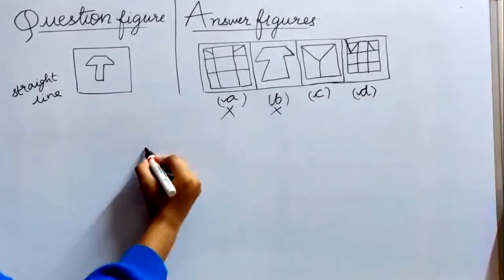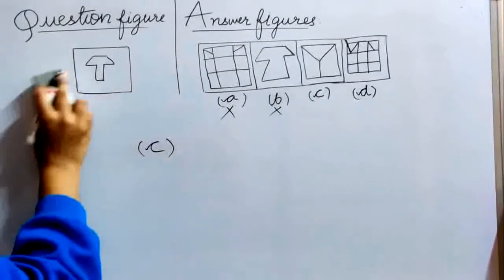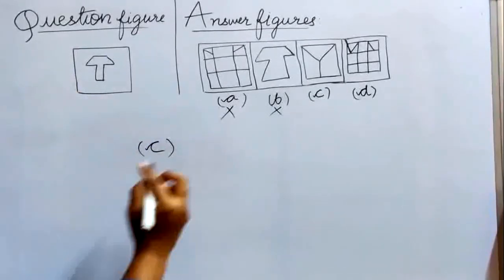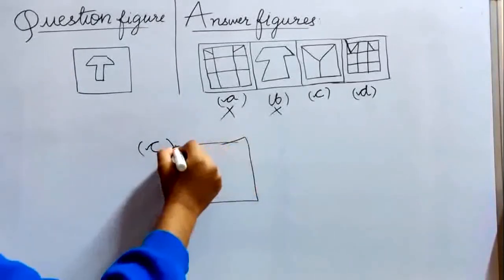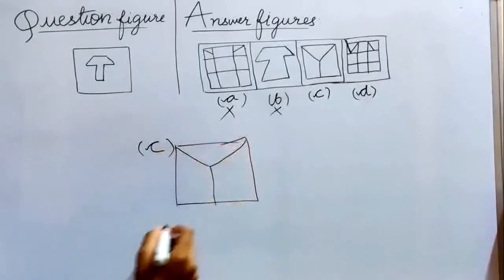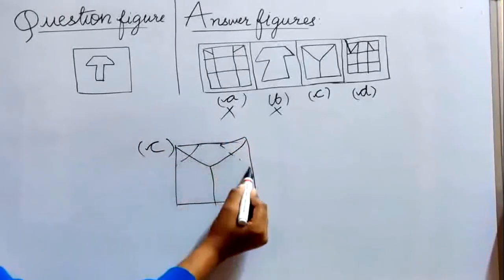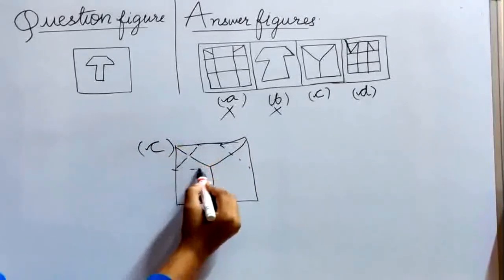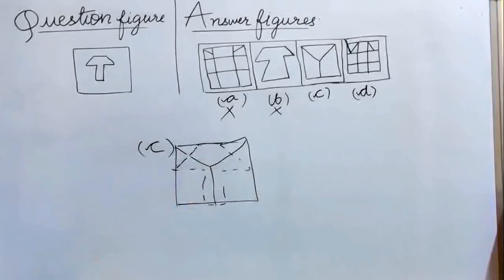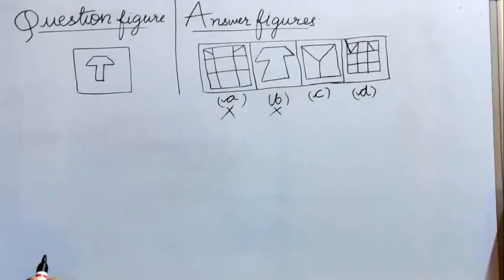Now, let us see option C. Option C is obviously a wrong answer. It can be noticed easily, but let us do it anyway. If you can see in option C, the top line is there, but except for the top line, there's nothing else common. So our question figure cannot be embedded into this answer option. So option C is definitely wrong.